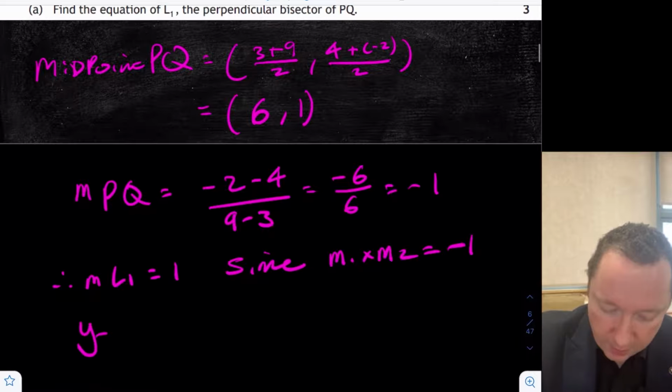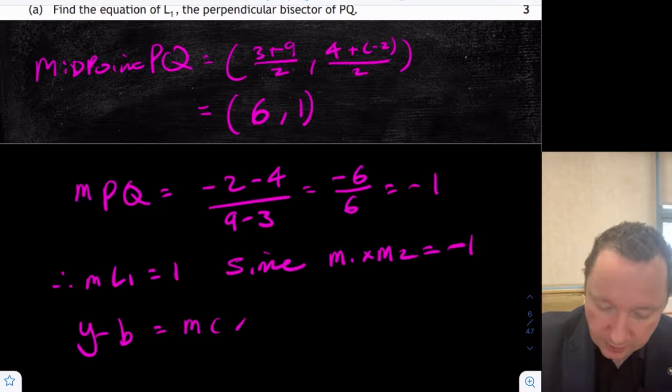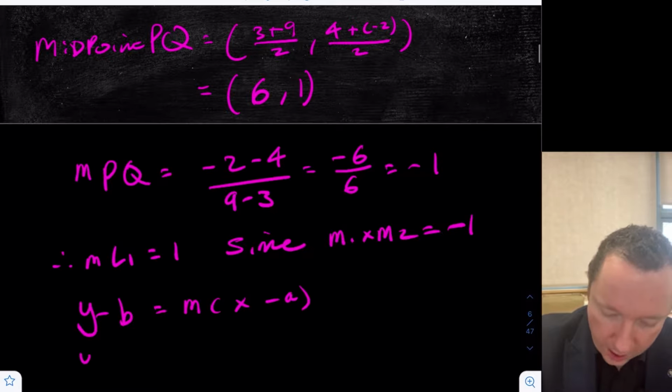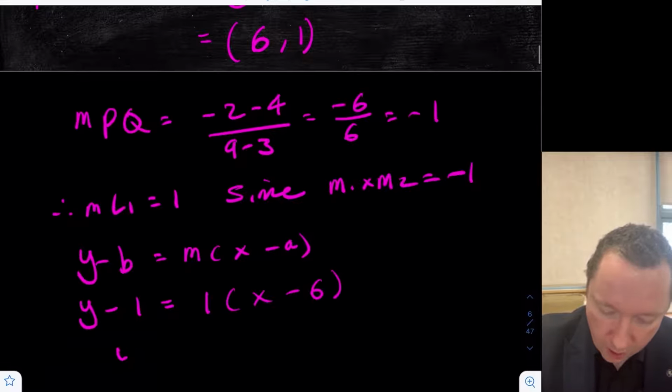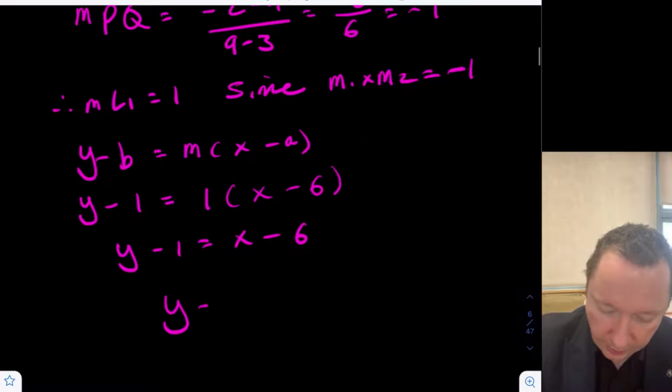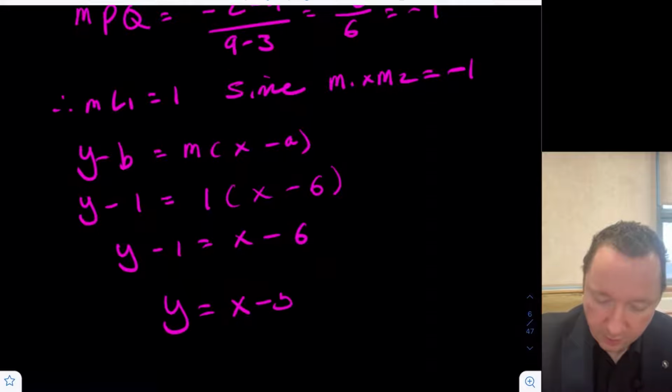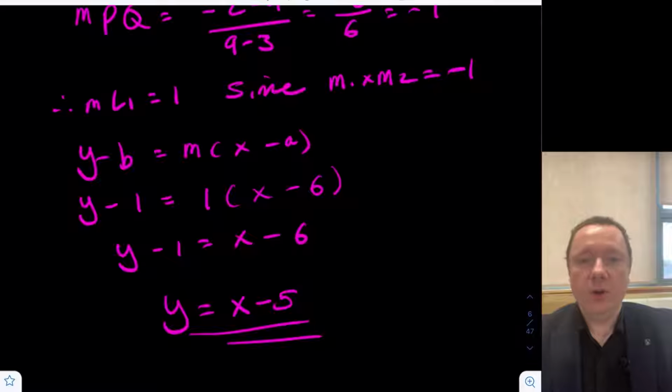So now we can use y minus b equals m(x minus a). y minus 1 is equal to 1(x minus 6). Or y minus 1 equals x take away 6. So y equals x minus 5. And we're done there. Let's move on to part B.